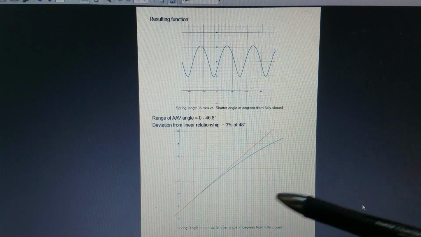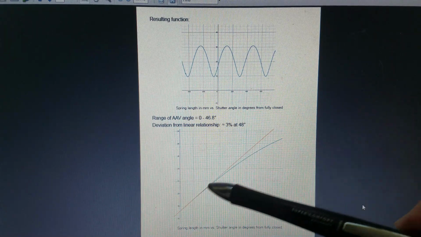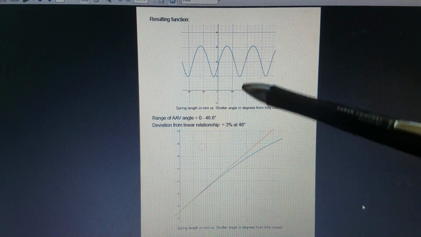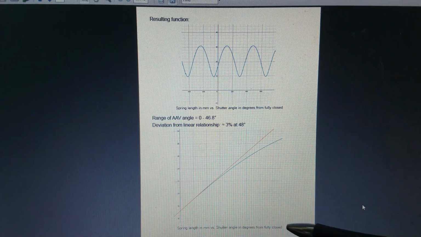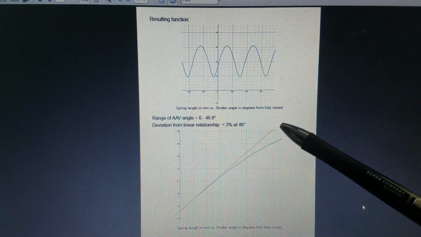And here you see a comparison between the actual function in the interval over 0 to 50 degrees, and the orange line is if it were linear. So we are a bit off linear, but only 3% off linear at 48 degrees.